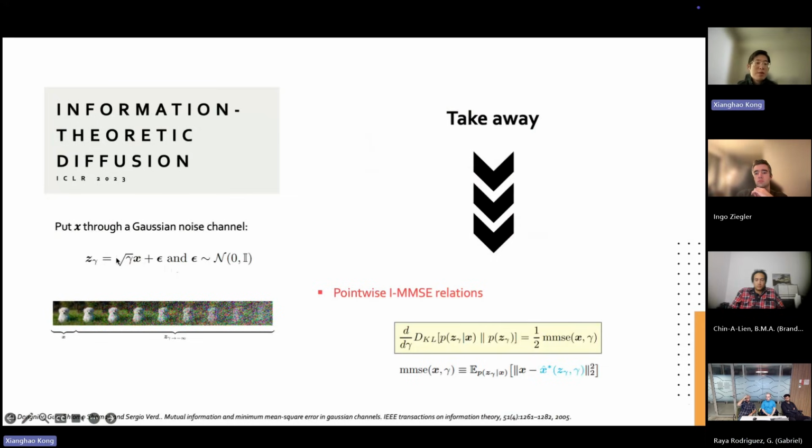Oh, here I want to mention that this gamma is not the time step; it's a signal to noise ratio. It's a little bit different from the time step T.